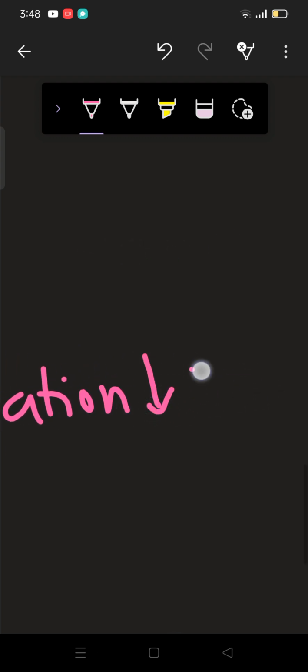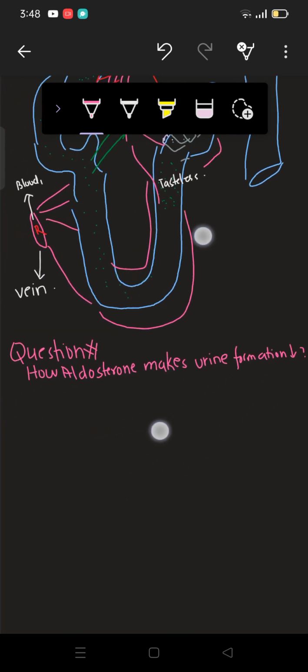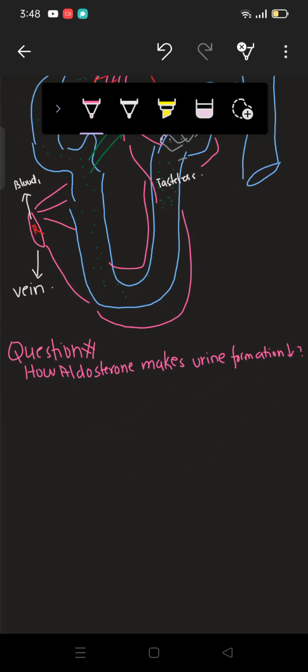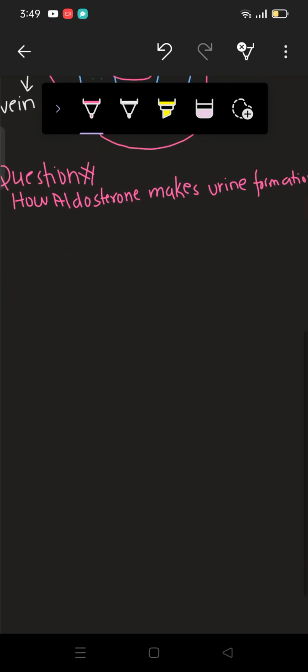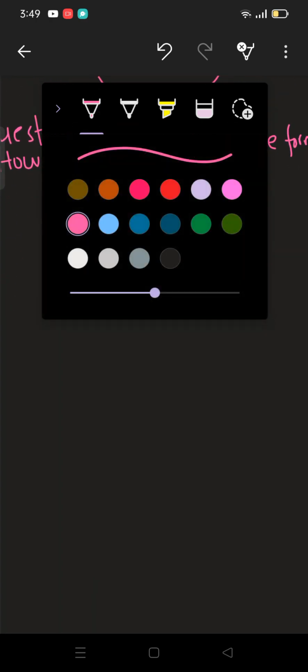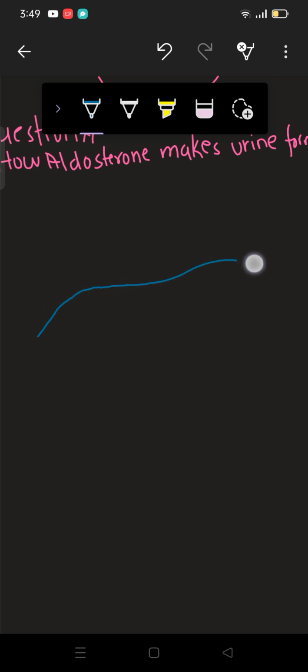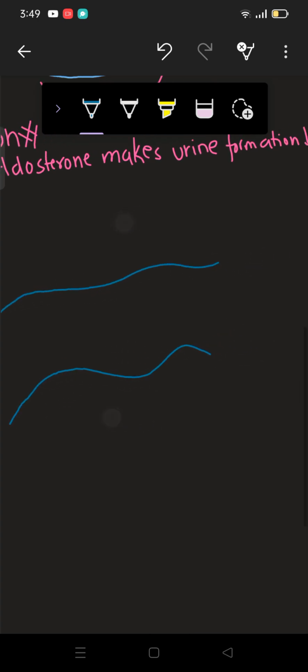Alright, so this is the second question which we have to answer now. As we know that aldosterone is a hormone which is released from the adrenal cortex, so it will act on the DCT cells. So here now I am going to make the DCT. Alright, so this is basically the DCT.